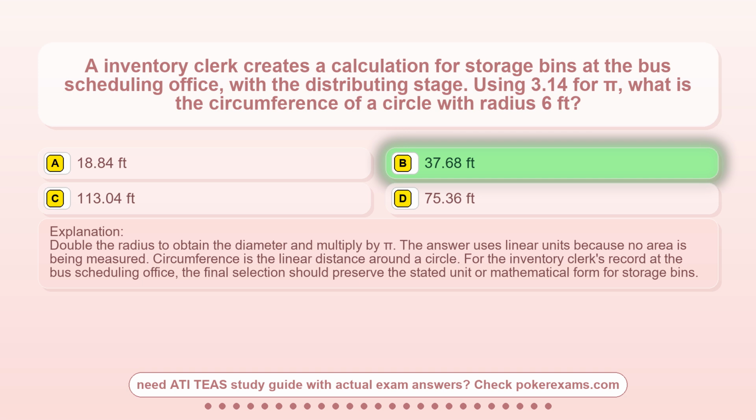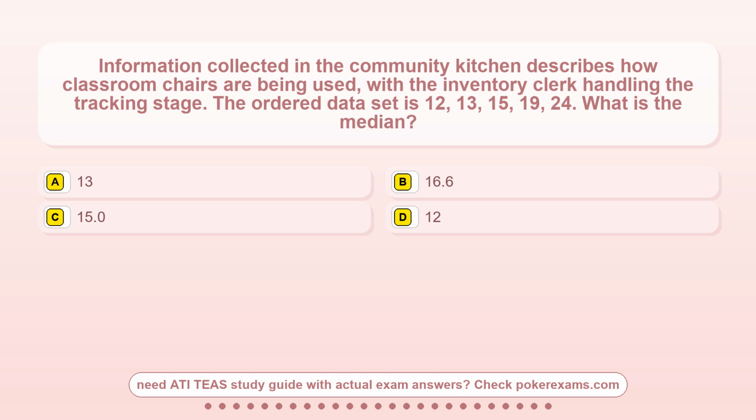For the inventory clerk's record at the bus scheduling office, the final selection should preserve the stated unit or mathematical form for storage bins. Question 15. Information collected in the community kitchen describes how classroom chairs are being used, with the inventory clerk handling the tracking stage. The ordered data set is 12, 13, 15, 19, 24. What is the median? Option A, 13.